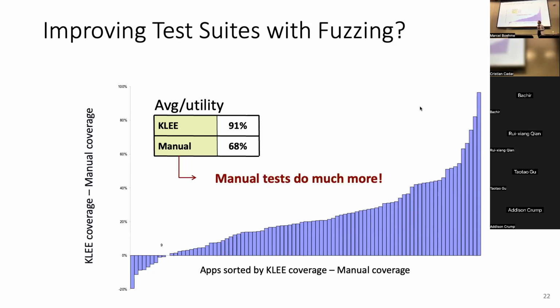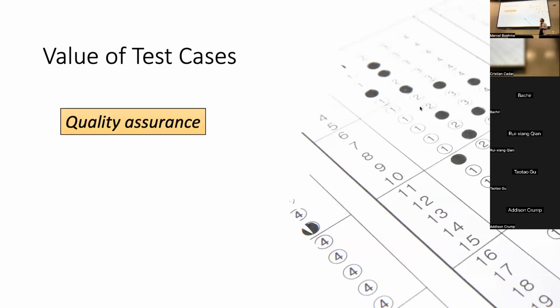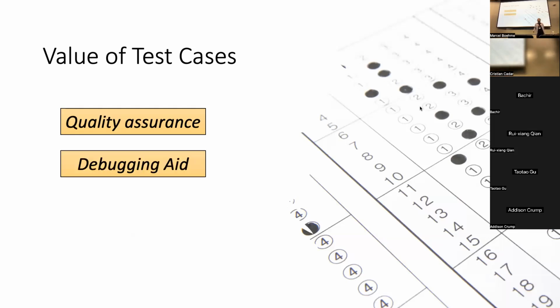But I think we all agree that the manual tests do so much more, right? And I think it's always good to have a reminder of the value of test cases, because this is very different from the inputs that fuzzers generate. Test cases, of course, have a role in quality assurance. And fuzzers, of course, help with that by finding bugs. But there are many other things, right? Fuzzers are very useful as a debugging aid.